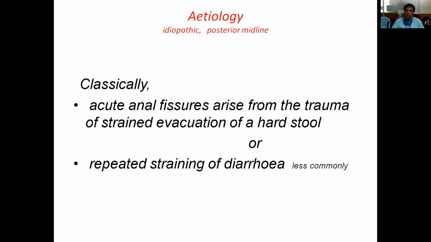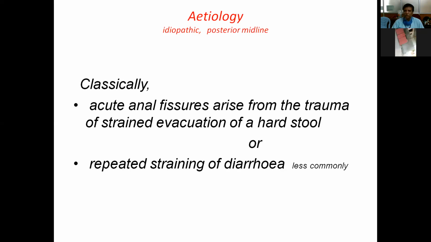The theories proposed are that anal fissures arise from trauma of strained evacuation of a hard stool. If we consider the anatomy of the rectum and anus, the rectum curves anteriorly and the anal canal curves posteriorly. This bend occurs at the anorectal junction. When the hard stool comes down along the rectum and intra-abdominal pressure pushes it down, the strain falls on the posterior anal canal. So the epithelium on the posterior anal canal splits, resulting in what is called a fissure of the anal canal. That is one mechanism, or repeated straining of diarrhea.